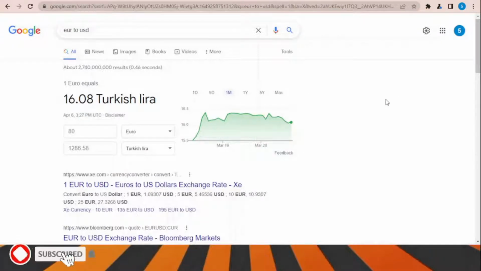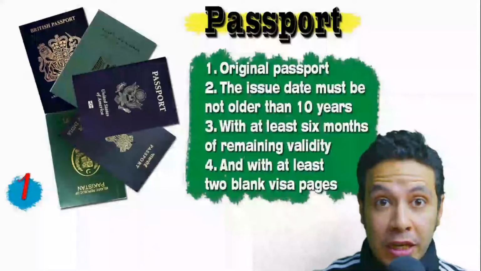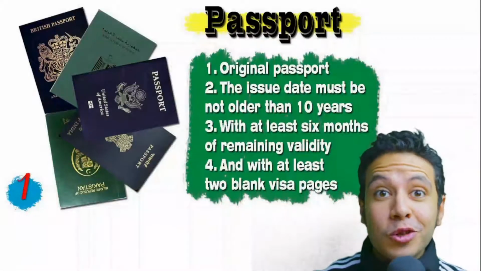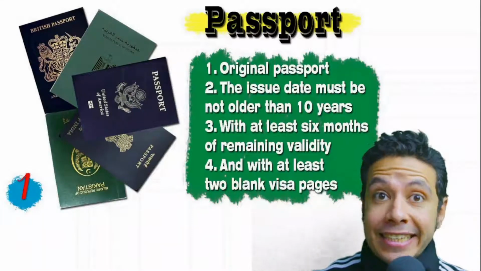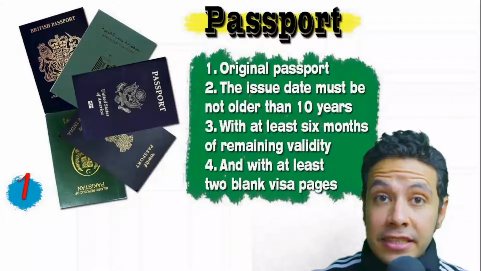So the fixed amount is 80 euros, and it changes of course depending on your country and depending on the exchange rate right now. So what are the required documents that you will need while applying for any visa? Speaking about your passport, it must be original and it must not be older than 10 years, with at least 6 months of remaining validity and with at least 2 blank visa pages for the stamps.